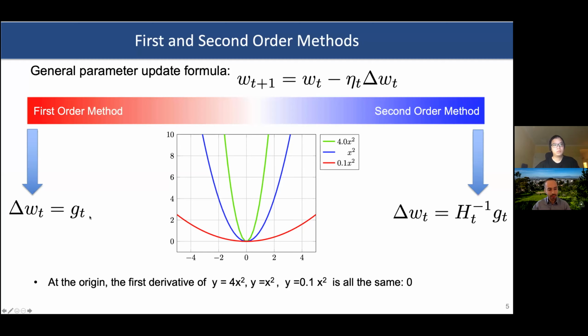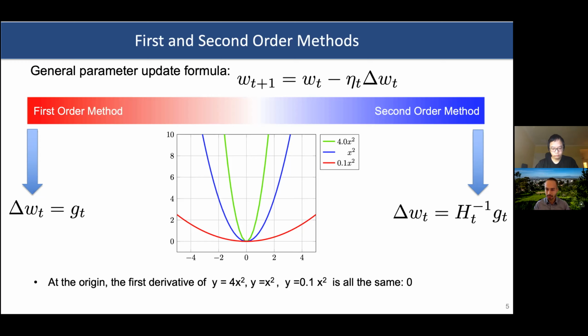For first-order methods, this direction is going to be the gradient, and this eta, depending on whether you're doing SGD or Adam, could be just a simple scalar or a scalar divided by a first-order correction. Now, for second-order methods, instead of just using G, you precondition G by multiplying it by H inverse. And that enables you to correct for these curvature differences up to a second-order derivative.